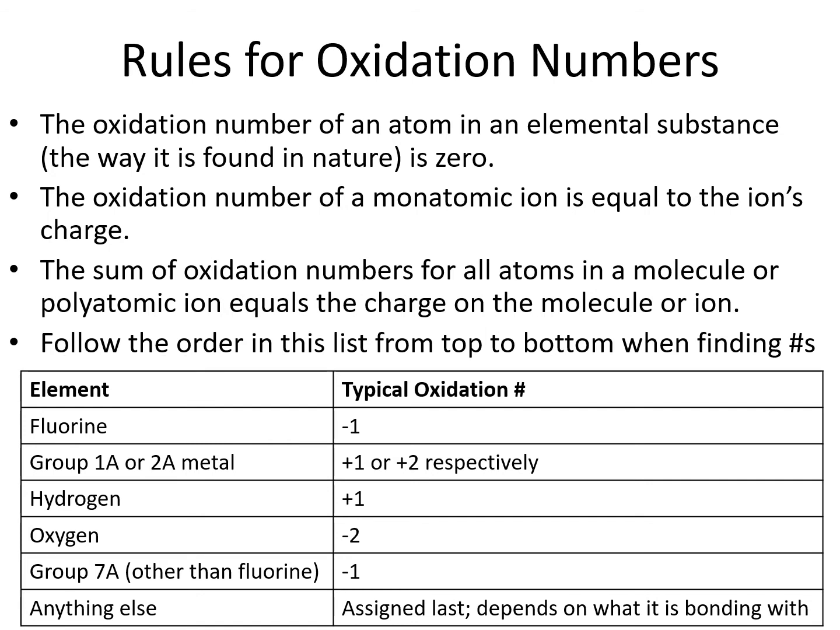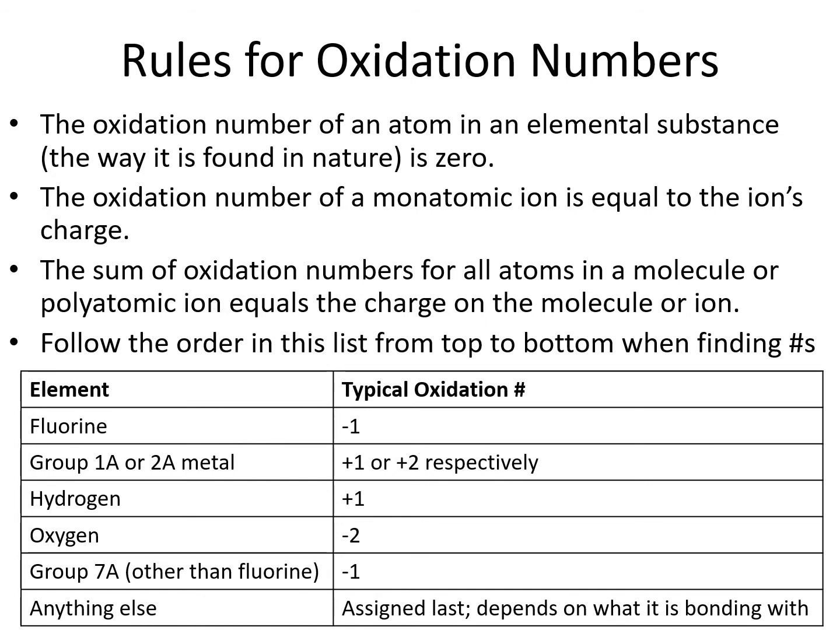First of all, fluorine is always going to have a -1 for its oxidation number. Remember, fluorine is the most electronegative atom, so it's always going to get the -1. Group 1A metals always have a +1 oxidation number. Group 2A metals always have a +2 oxidation number. Hydrogen is usually a +1, but if it's bonded with something higher in the list, the thing that's higher in the list takes priority. For example, if hydrogen is bonded to fluorine, we would assign fluorine's oxidation number first, and then hydrogen would get the leftovers.